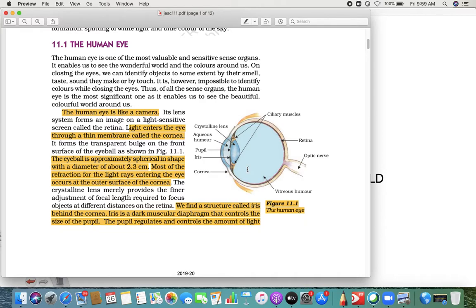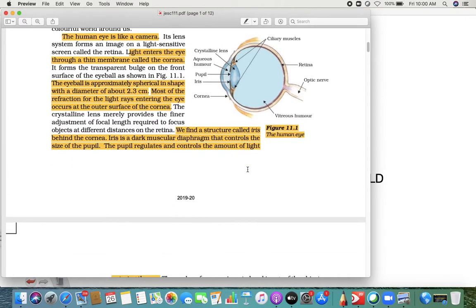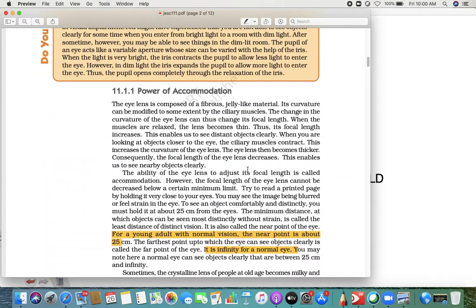After passing through the crystalline lens, the light is incident on the retina. The retina has innumerable light-sensitive cells which can convert the light into electrical signals, which are sent to the brain via the optic nerve. Now, what is the power of accommodation?